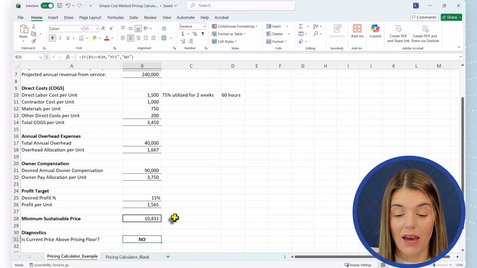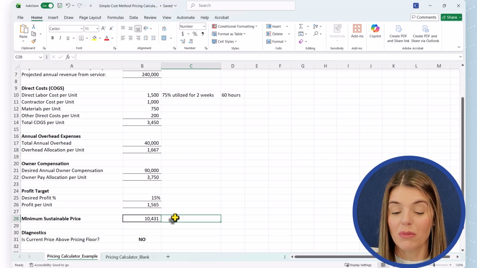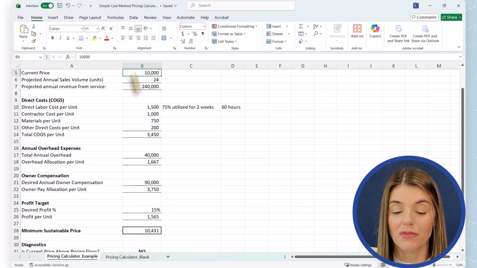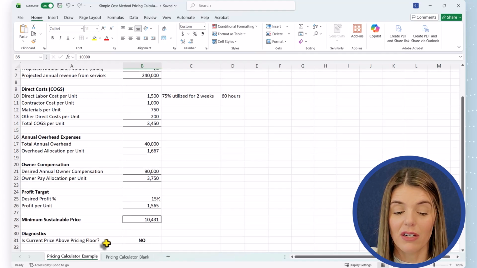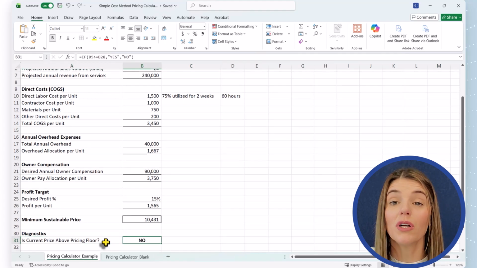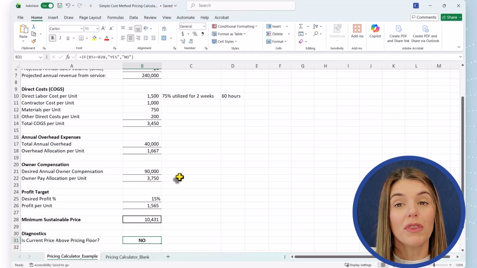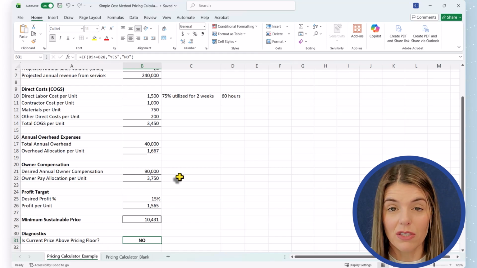And so after I change some of those variables, the minimum sustainable price is a little bit higher than what they were charging at the current price of $10,000. Okay. And it says down here, is the current price above the pricing floor? No, it's not. You need to go and make adjustments. Okay. So I hope that this calculator is super helpful to you.